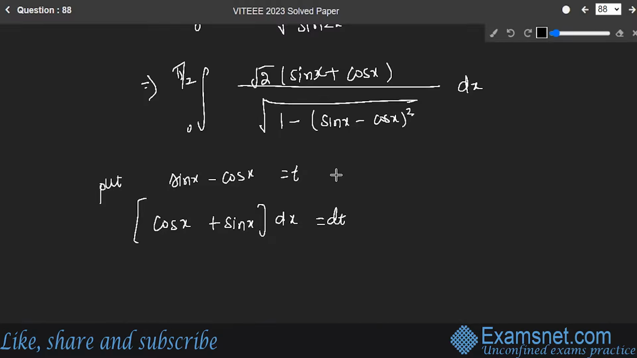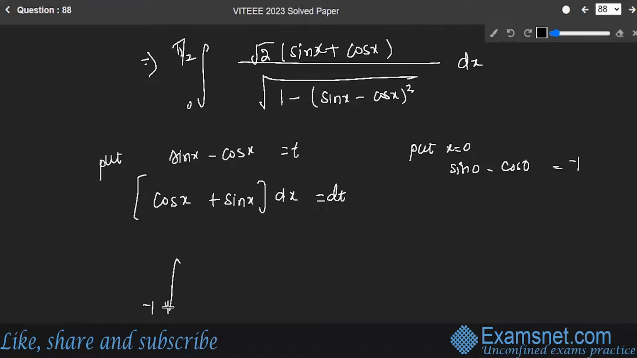So in this question, when you have put x is equal to 0, you have sin 0 minus cos 0. This is equal to minus 1. So the limits will change from minus 1. And when I put x is equal to pi by 2, you have sin pi by 2 minus cos pi by 2, which is 1. So limits will change from minus 1 to 1, correct?